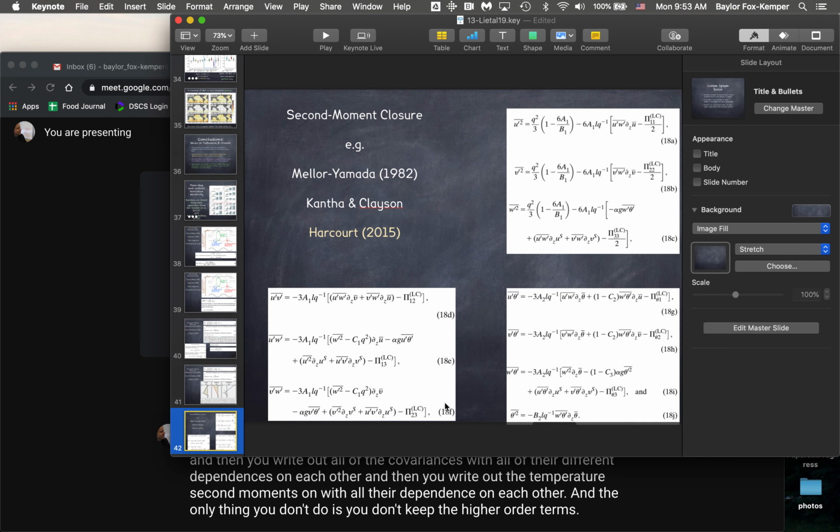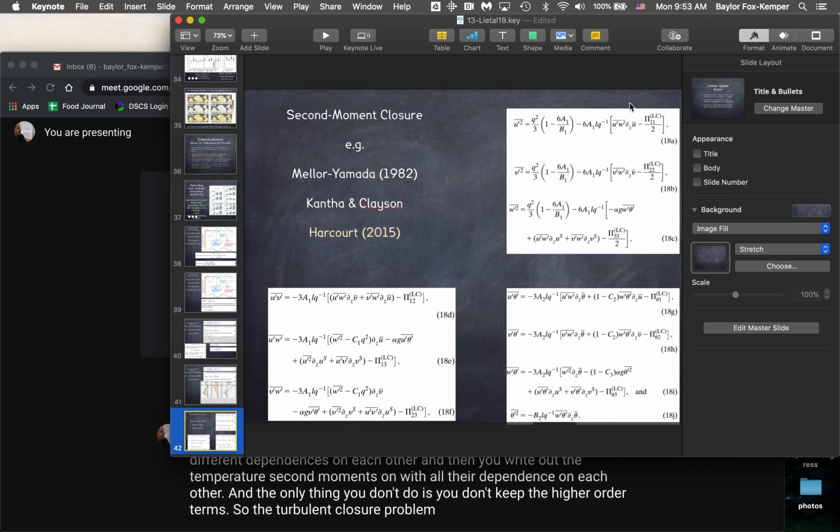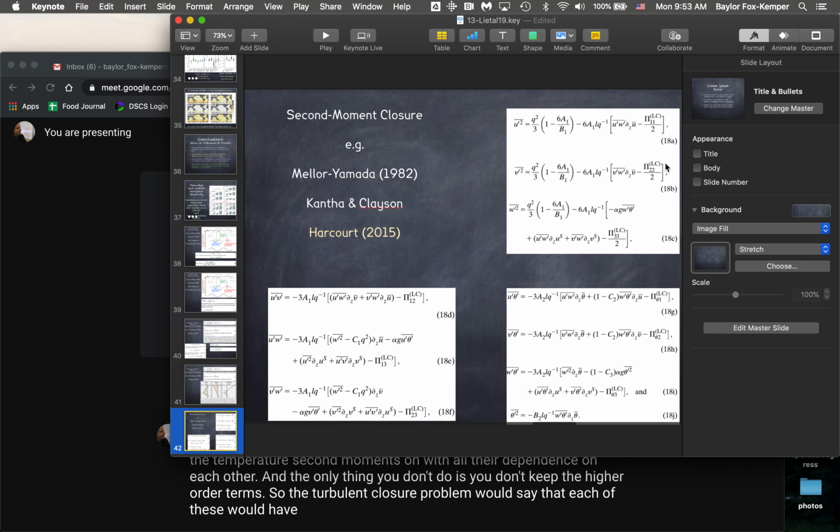So the turbulent closure problem would say that each of these would have a triple product in it.